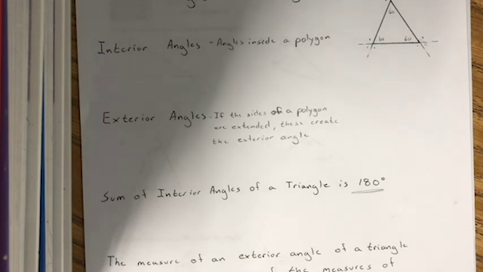This is a rule that you should know. I'm going to say it again. All the interior angles of a triangle, when added up, equal 180 degrees. This is something you definitely need to know.